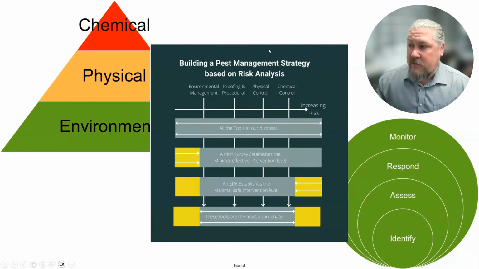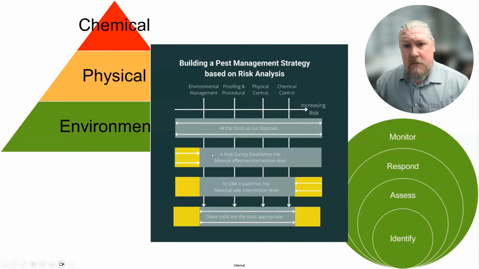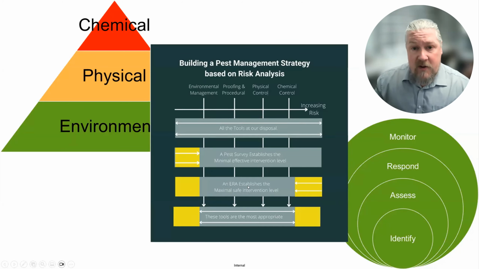No, this basically says that if you were to take all of the tools at your disposal, from environmental management, clearing out a ditch, clearing away vegetation, all the way up to our heavy chemical controls, when you do your pest survey, it's going to give you a minimum level of technical intervention that will be effective. And then when you do your environmental risk assessments, it's going to give you the maximum level at which you can intervene without causing undue stress and risk to the environment. And then everything left behind are the tools appropriate for the job. And you don't just pick one. We use all of them in conjunction.